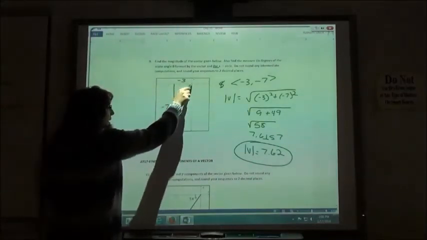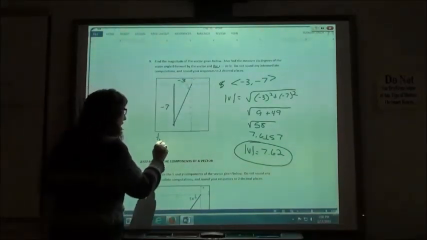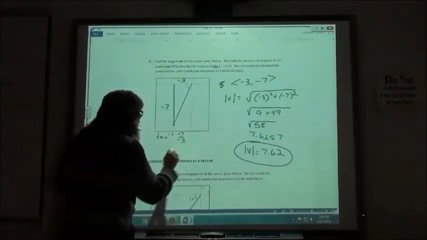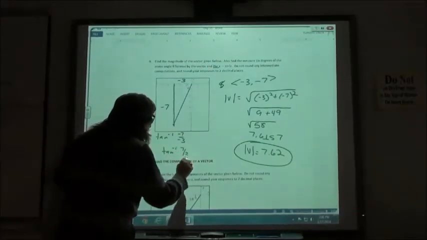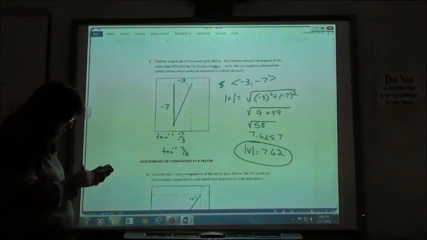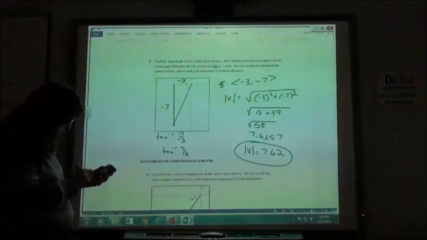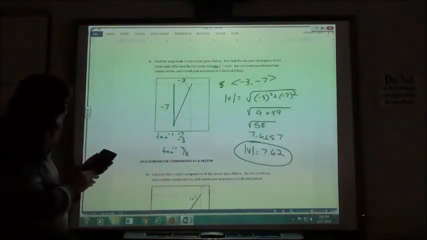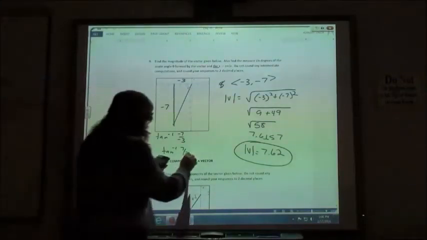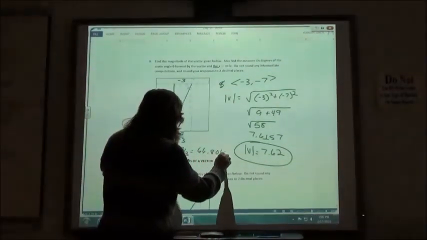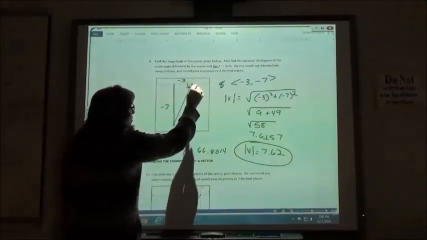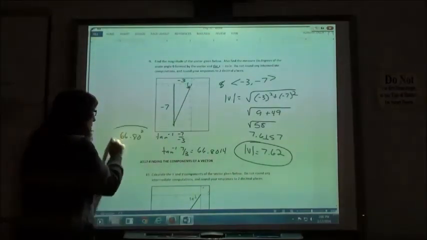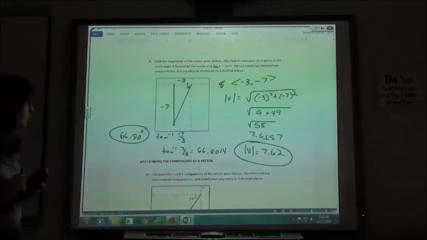For my angle here, again, I have the opposite and the adjacent, so the inverse tangent would be -7 over -3. So I'm going to do the inverse tangent of 7/3. So inverse tangent of, and I'm going to use parentheses because I'm not real sure on this calculator if I need them or not. So to be sure, I put parentheses around my fraction, and I get 66.8014. Again, that is a positive angle, so I'm okay there. So my answer is going to be 66.80 degrees for what the measure of that angle is.